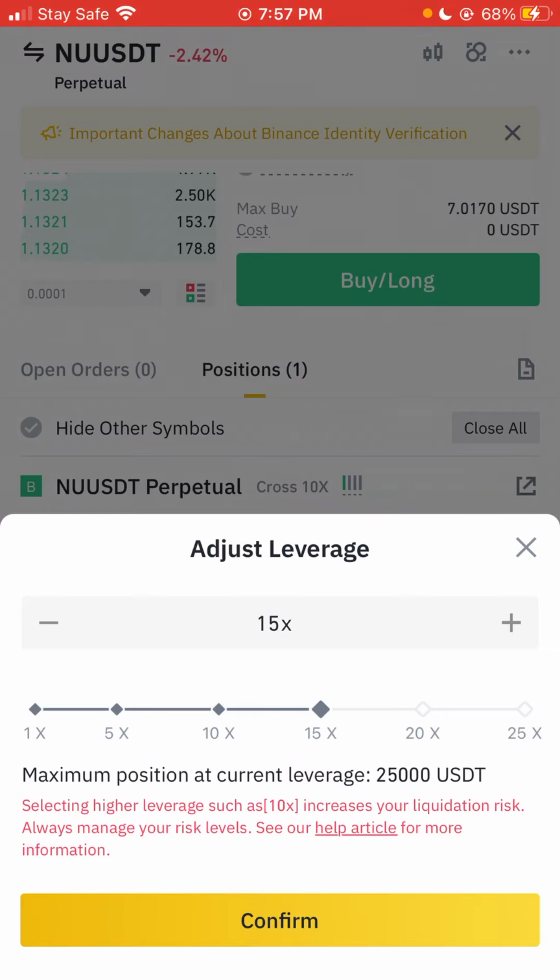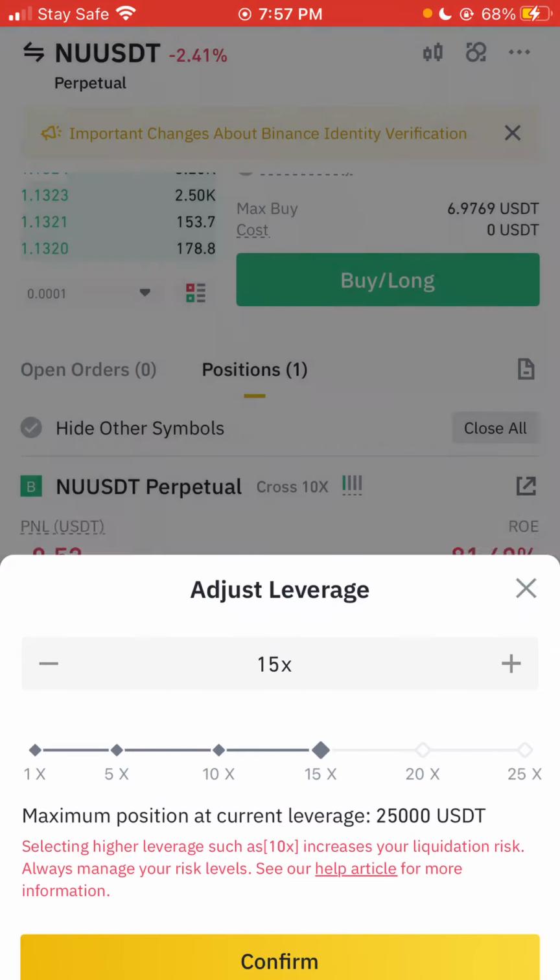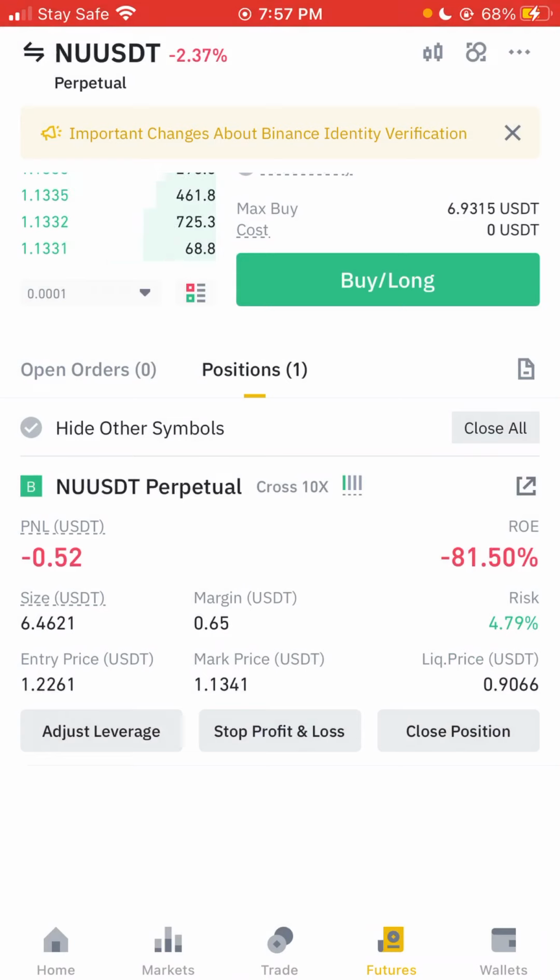If you are using higher leverage, let me show you something here. I guess the spike in BTC today caused this on this NUUSDT, but that's not an excuse though. If I had used higher leverage, probably 20x or 30x, trust me, this would have liquidated. I would have lost all these $6. But because I try to manage my risk, do you understand? So that's why I can close this.